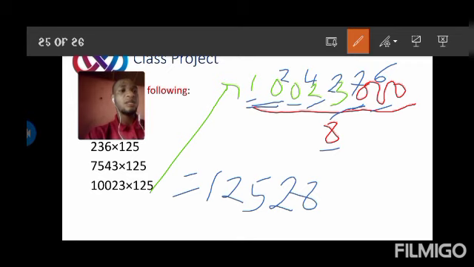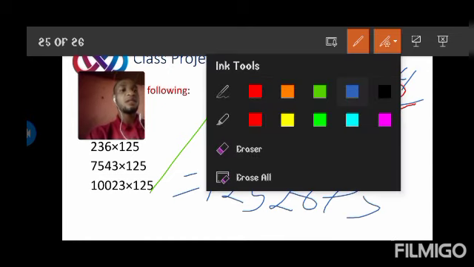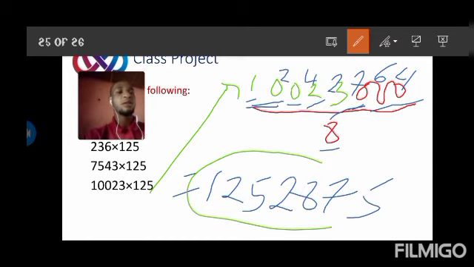So 8 in 60 is 7. 8 times 7 is 56. 60 minus 56 is 4. So in 40 is 5. So lastly, our answer will be 1, 2, 3, 4, 5, 6, 7 digits: 1,252,875. So as simple as that.